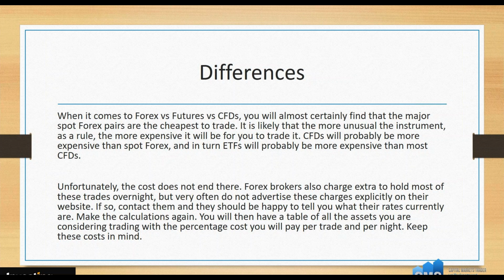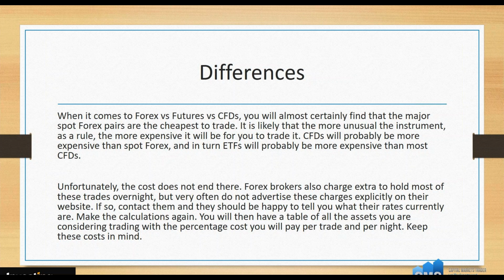When it comes to Forex, futures, and CFDs, you will most certainly find that the major spot Forex pairs, no matter what you're trading, are the cheapest to trade. The euro-US dollar, because it is so popular, so liquid, and because it is used as a pricing model, is going to have the tightest spread. When you trade exotics, they're going to have the biggest spread. When you're trying to trade the South Korean won or the South African rand, they're going to be more and more expensive because the volume isn't high and the cost of that asset is high.